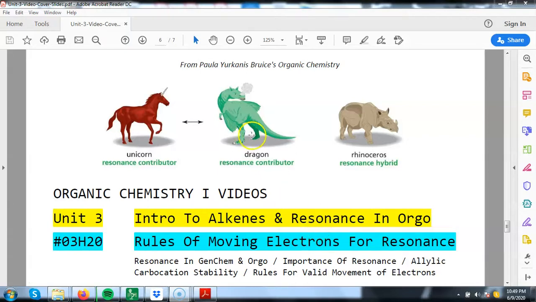Before I move on, I just want to give credit. This is probably the best representation I've ever seen for resonance, where you have two resonance contributors and the combination of those two. Well, first of all, this is from Bruice's Organic Chemistry textbook. I'll give you a hint: which ones are real and which ones are not real. That's the beauty of this picture. And all will be revealed maybe at the end of this video, but definitely by the end of the second video on resonance. But let's get started.